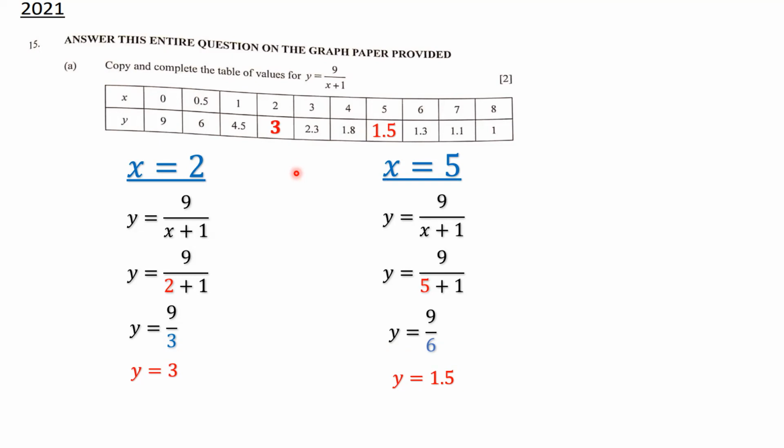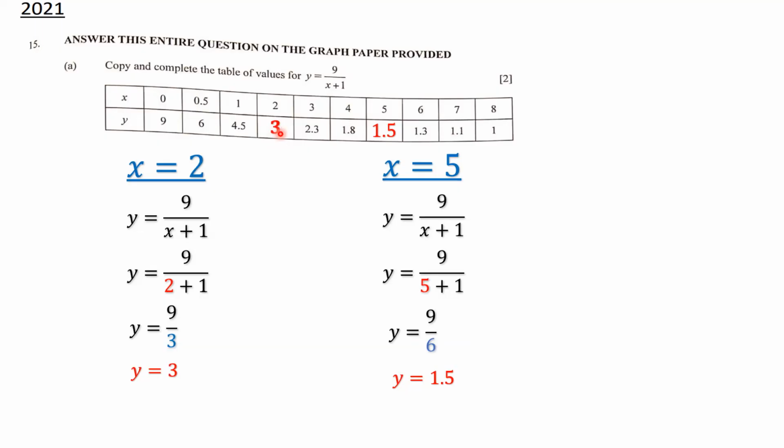Okay, so we know that x is equal to 2, right? Now I'm going to take this equation, and wherever I see x, I'm going to put 2. So we have y is equal to 9 over x plus 1. Then we have 9 divided by 2 plus 1. 2 plus 1 is 3, and so we have 9 divided by 3, which is 3, because 3 times 3 is 9. And so that's how we get the 3 here.